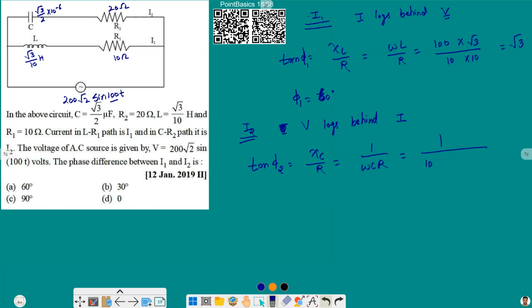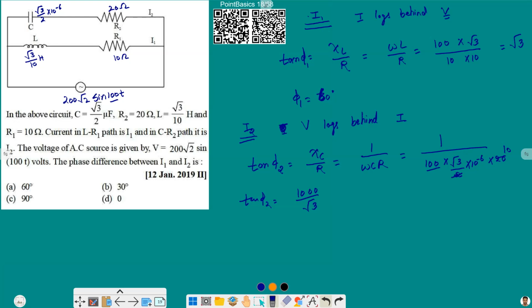So omega is 100, C is root 3 by 2 into 10 raised to power minus 6, and here R2 is 20. Now if we do the calculation, it will be 10. So tangent phi 2 will be, 100 and 10 both of these will give us 1000. 1000 multiplied by 10 raised to power minus 3, so tangent phi 2 will be 1000 by root 3.